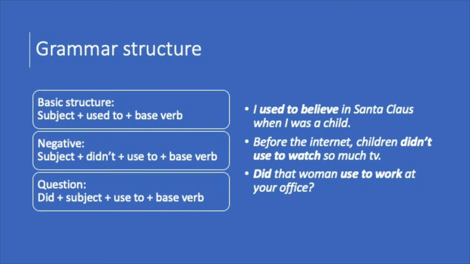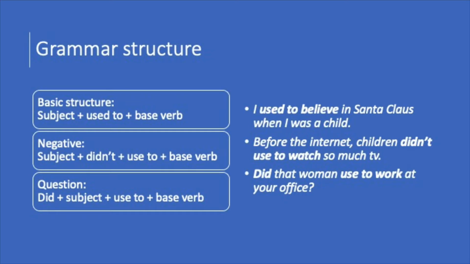Before the internet, children didn't use to watch so much TV. Didn't gives us the past. Use to followed by the base form of the verb, watch. Did that woman use to work at your office? Did gives us the past. Use to work. Work is the base form of the verb.